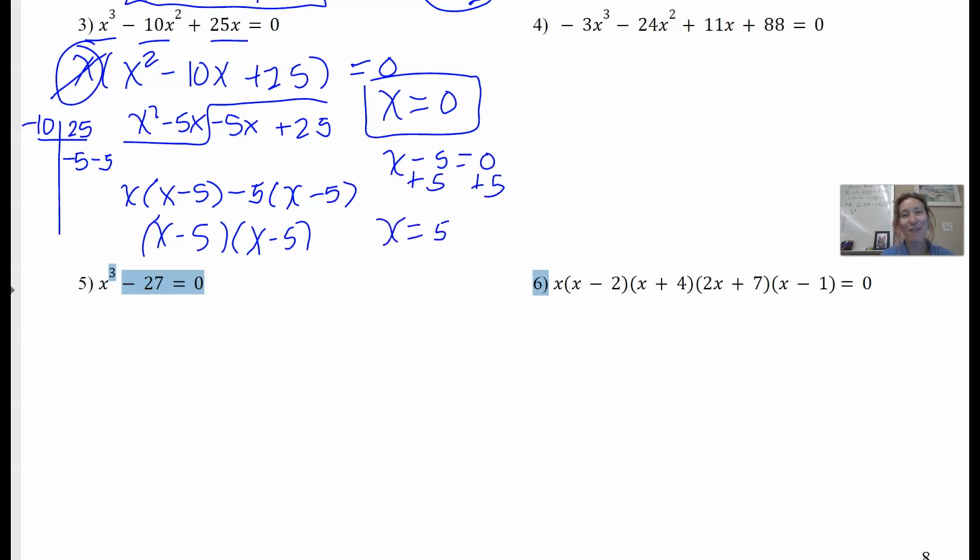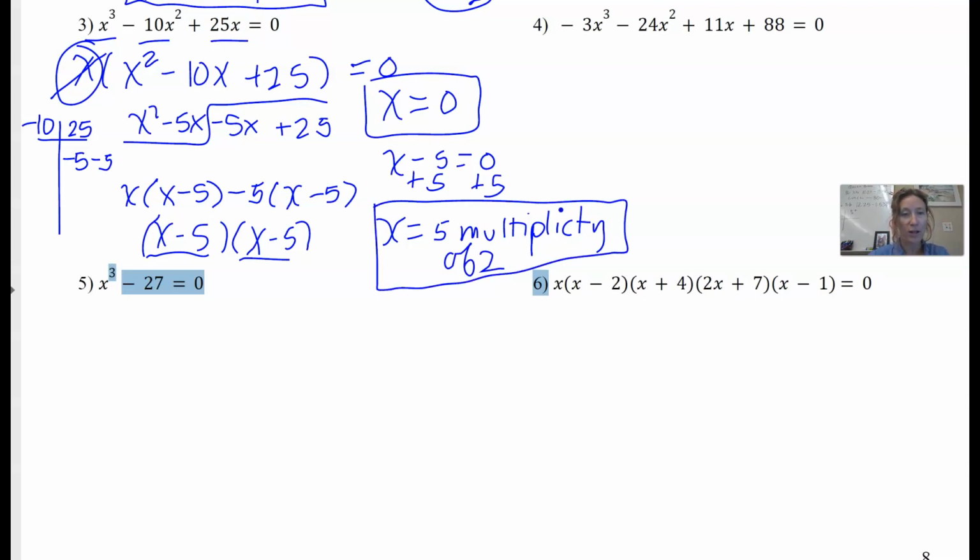I hope you guys remember that from the graphing polynomials unit. But I get it twice. Once, twice. So we say a multiplicity of 2. So technically that counts as 2. So I've got 2, 3 for my degree of 3. Degree of 3, 1, 2, 3.